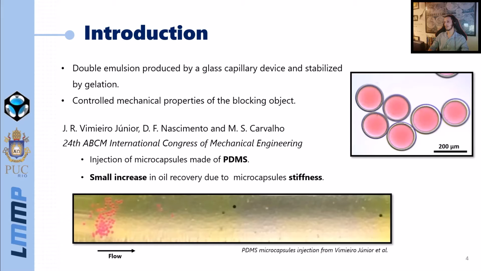This work is the continuation of Vimiero's master thesis, where he injected PDMS microcapsules in an artificial porous medium. Due to the stiffness of the microcapsules used in his work, they could not penetrate deeper into the porous medium. However, even with that setback, he was able to observe a small increase in oil recovery. In our research, we have improved the visualization technique and tested a softer type of microcapsule.